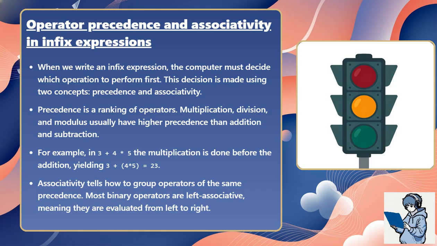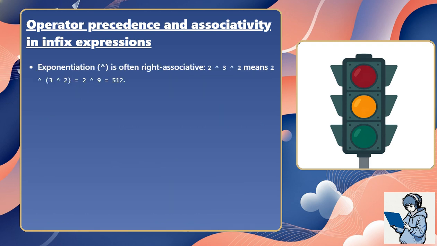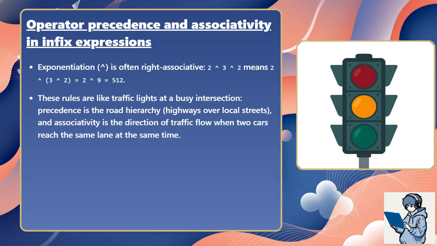Associativity tells how to group operators of the same precedence. Most binary operators are left associative, meaning they are evaluated from left to right. For example, 10 minus 5 minus 2 is interpreted as 10 minus 5, then minus 2, which equals 3. Exponentiation is often right associative. 2 to the power 3 to the power 2 means 2 raised to the power of 3 raised to the power of 2, which equals 512. These rules are like traffic lights at a busy intersection. Precedence is the road hierarchy, and associativity is the direction of traffic flow when two cars reach the same lane at the same time.